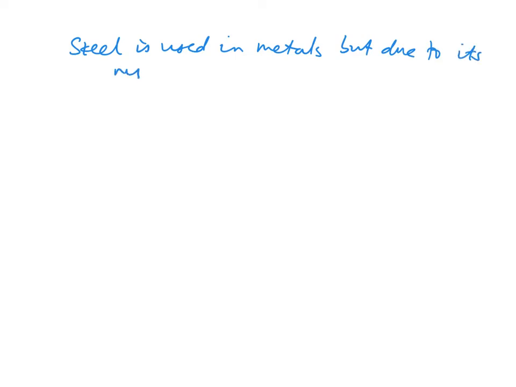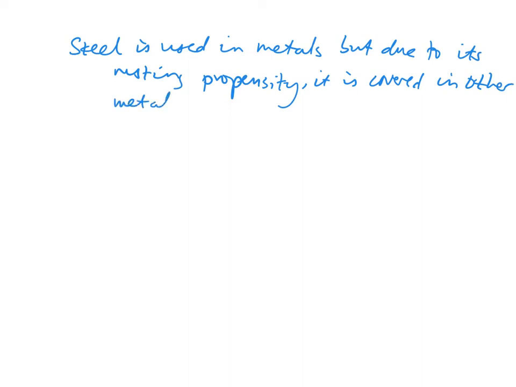So let's say that steel is used in metals, but due to its propensity to rust, it's usually coated in some other metal to keep it a little bit safer. So its rusting propensity is often covered in other metals. The way that we do that is simply, as I mentioned earlier, by electroplating it.